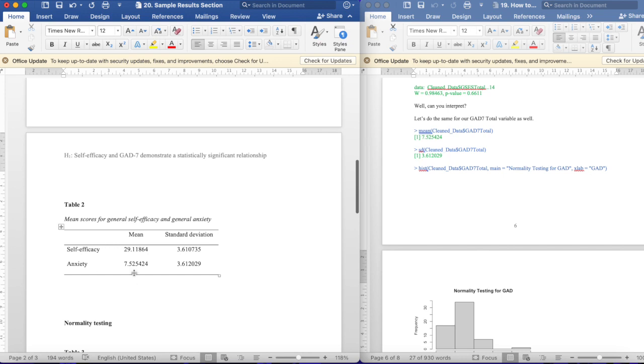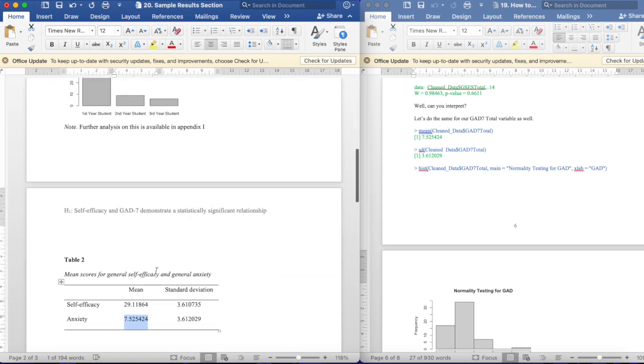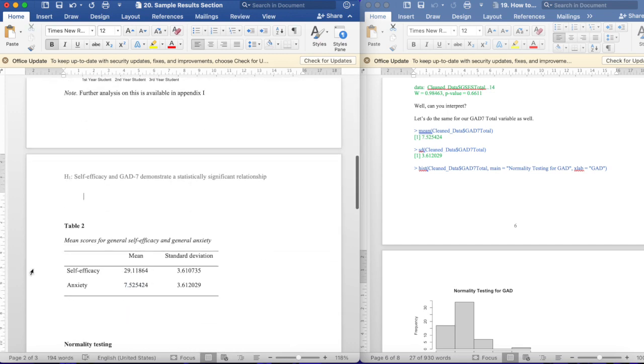Now see here, self-efficacy 29 is pretty average. We earlier did a study where the average of Sri Lanka was about 30, 31. So this is slightly lower than that. But I don't remember the exact cutoff points of the GAD-7 scale, but I think 7.5 means a little bit of anxiety. So okay, let's just pretend that this is a little bit of anxiety. Now let's write about that as well. Let's narrate these findings.